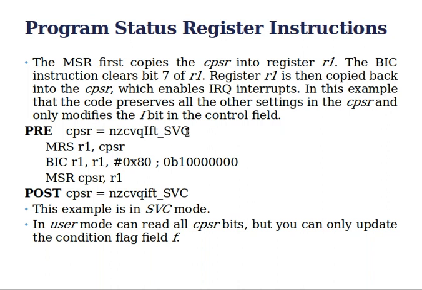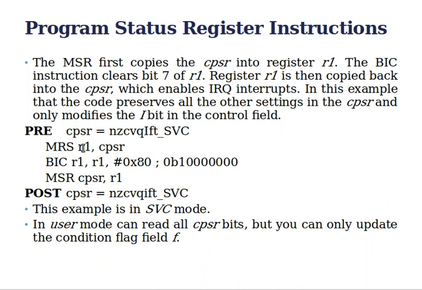You can see NZCVQIFT_SVC, which means the mode in which ARM is operating is supervisor mode. All the bits given here: N stands for negative, Z stands for zero, C stands for carry, V stands for overflow, Q stands for saturation, I stands for interrupt, that is the lower priority interrupt, F stands for the higher priority interrupt, and T stands for the ARM mode or the Thumb mode. All are given in small letters except for I, which means I is equal to 1, so the mask is enabled. That means the interrupt is disabled.